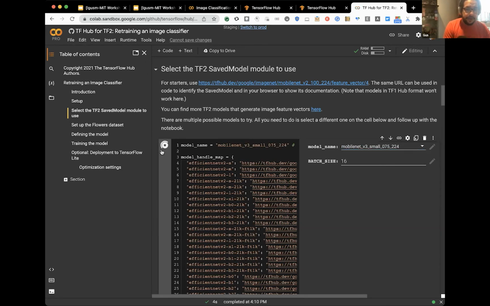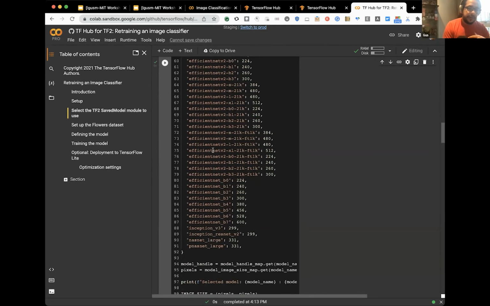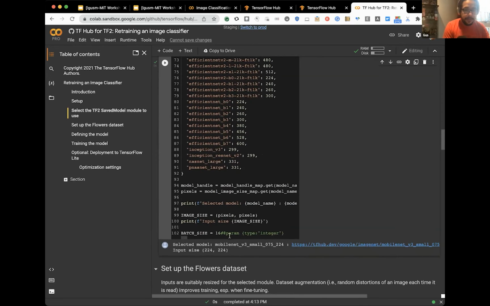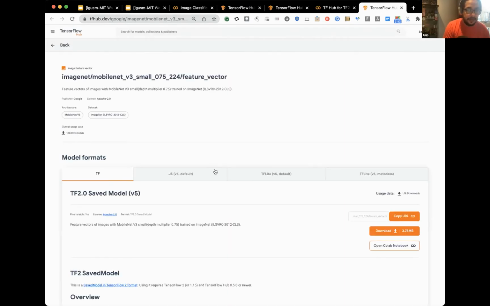And then what we are doing here is the same thing, right? We have this map here that gives us the model handle and the image input size, and then we just put them in two variables. Here is the model we are going to use. You can see it here. Same thing, documentation. The dataset it was trained on is ImageNet, as expected. Model architecture is MobileNet v3.